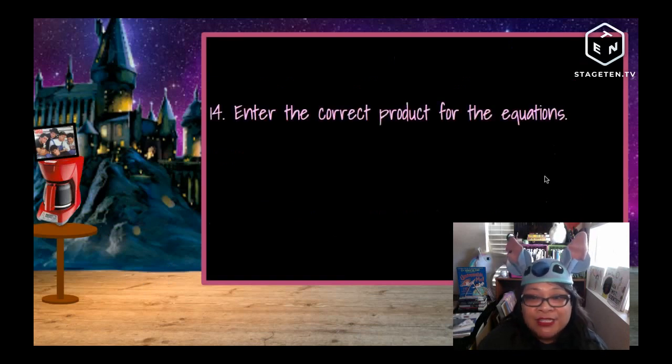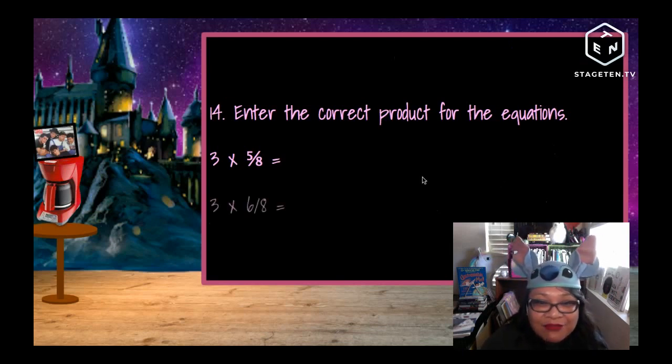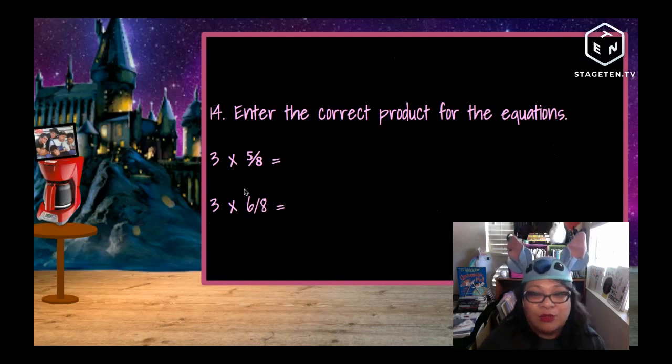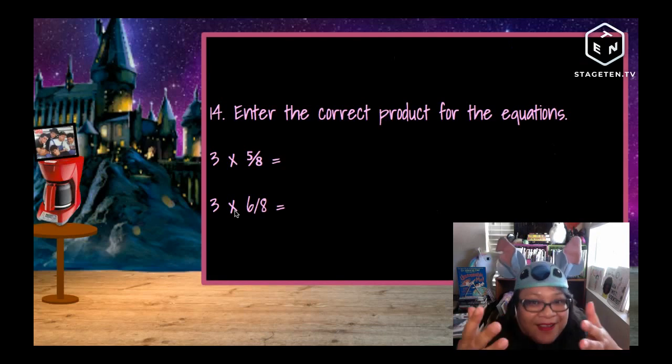Number 14, enter the correct product for the equations. So 3 times 5/8, and we have 3 times 6/8. So remember, you just multiply across. 3 times 5 gives you, and then you put it over this number 8. 3 times 6 gives you, and then you put that.